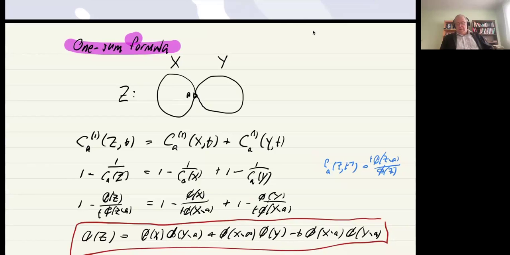So this is the formula relating the generating function for closed walks, expressed in t inverse, to the characteristic polynomials. You use that, clear denominators, and finally get this formula. So you get phi(X) phi(Y drop a) plus phi(X drop a) phi(Y), and then finally minus t times phi(X drop a) phi(Y drop a). So that tells us that the characteristic polynomial of Z depends on the spectrum of X, the spectrum of Y, the spectrum of X drop a, and the spectrum of Y drop a, and nothing else. Those four things determine it. And we'll see how to use this as we go on later on.